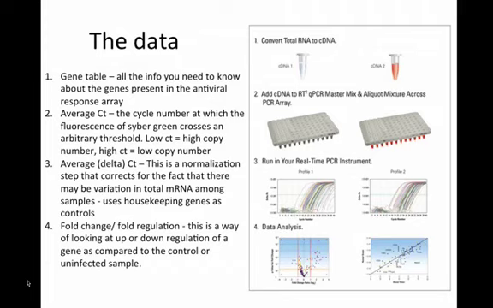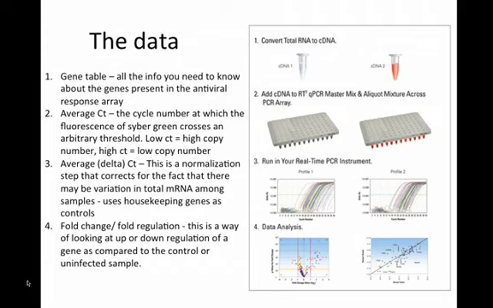There's the gene table, which is just a list of all the genes, and it has the accession numbers and the names of the genes and anything you need to know in order to look up the function of the gene. You're going to need this because if you see something that's upregulated, you're going to want to know what the gene is and what it does.